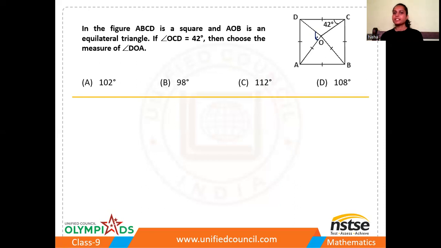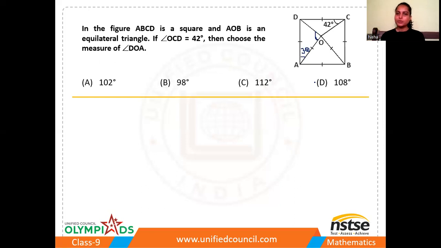Clear? So now the simple thing is that this angle is 60 degrees. So what about this angle? This angle is 30 degrees, right? So we have one angle in the triangle. This angle is equal to 30 degrees. Now we have one angle. If I can get the second, then my question is solved.